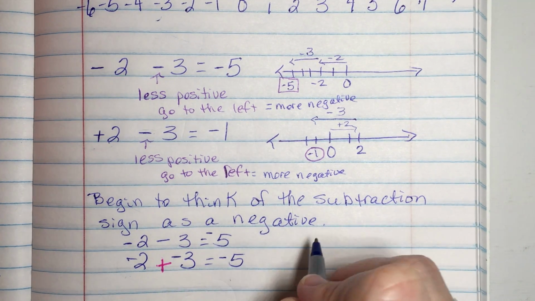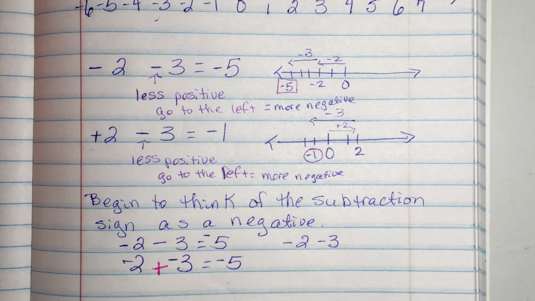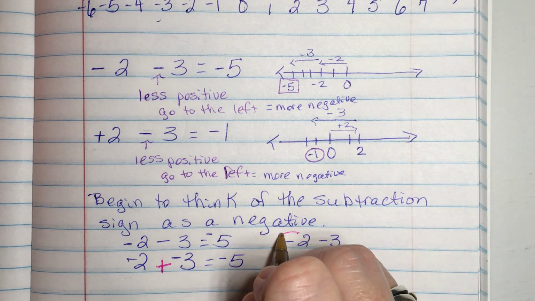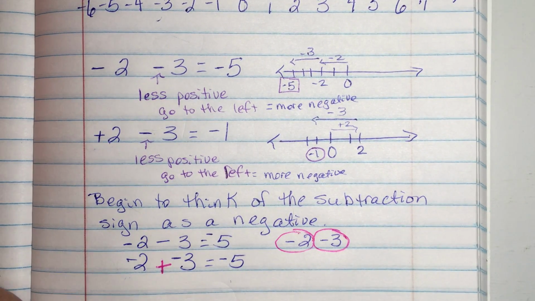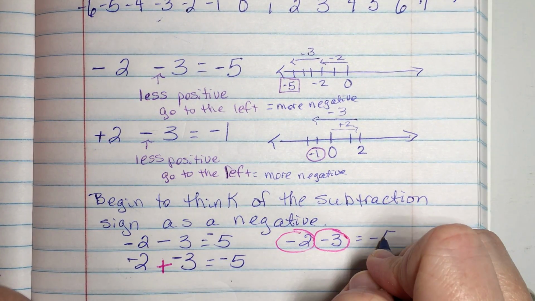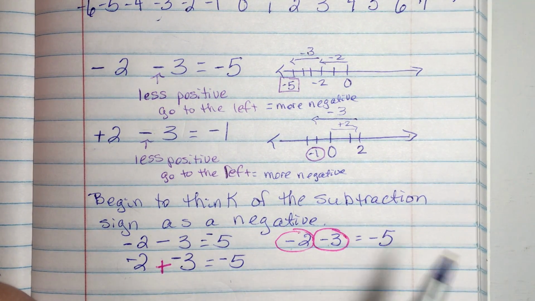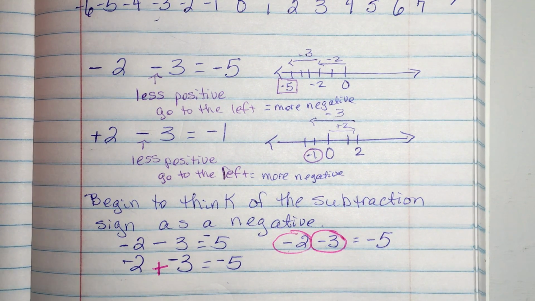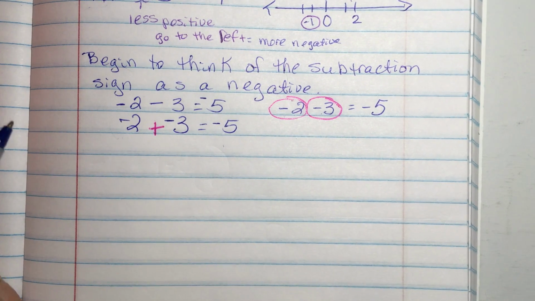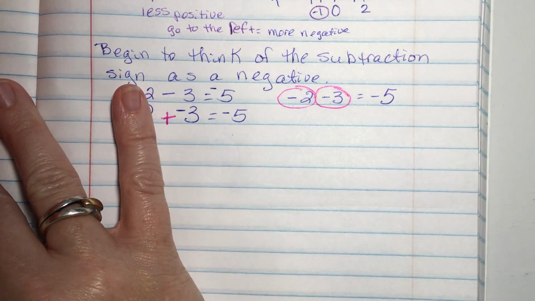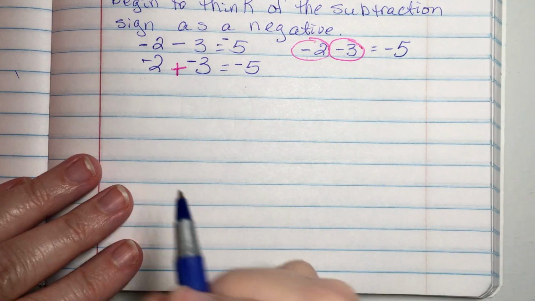But I really want you to start seeing that. One way that helps you do that is if you circle your numbers. You see that as -2, you see that as -3, and that gives you the -5. 2 negatives and 3 negatives is -5. All right, so let's look and see what happens when we're trying to subtract a negative.